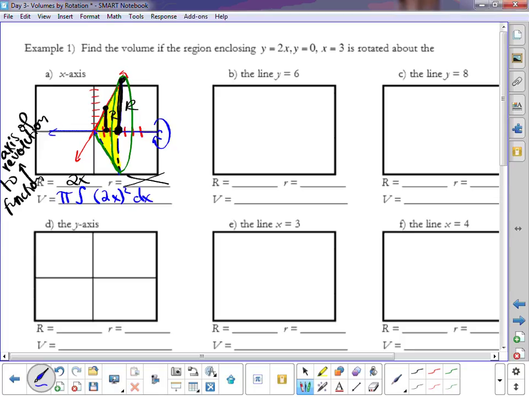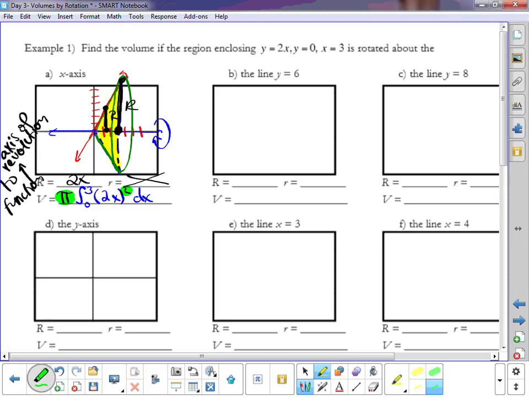And we need to figure out what our x values are, our bounds. So again, we're doing dx, so with respect to x, we started at 0. And how far did we go to? 3. Good. So our volume is going to be pi times integral of our radius squared. Again, do not forget that squared there. Don't forget your squared. Don't forget your pi.